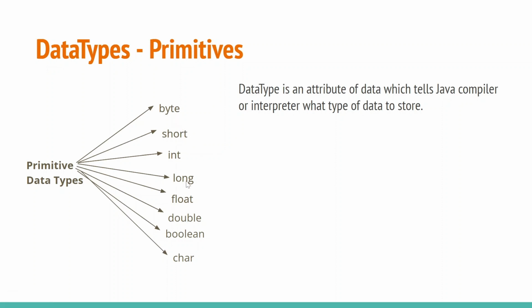Byte, short, int, and long store the integer values. Long stores the longest integer value. If you want to hold a longest integer value, define it as a long. If you want a small integer value, define the data type as a byte. Float and double store the decimal kind of information. Boolean, true or false. Character, a single character.